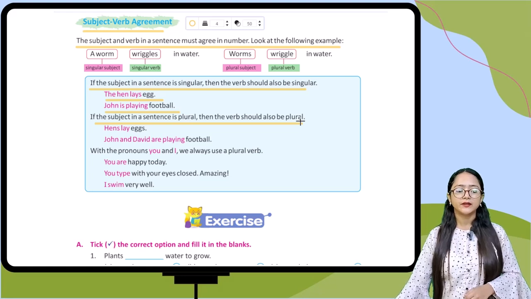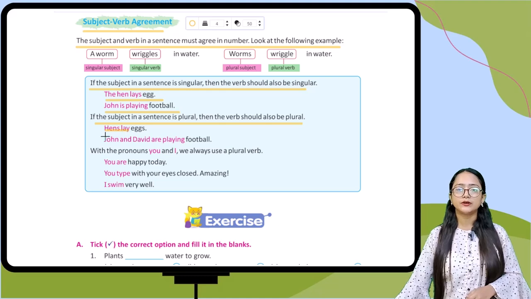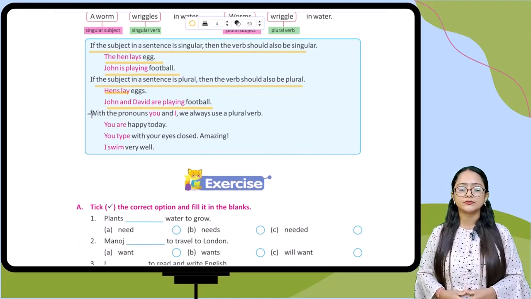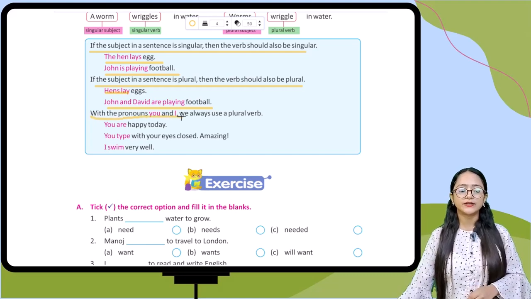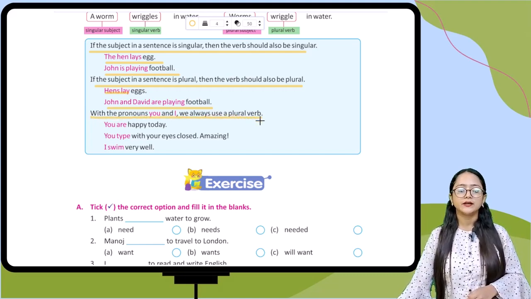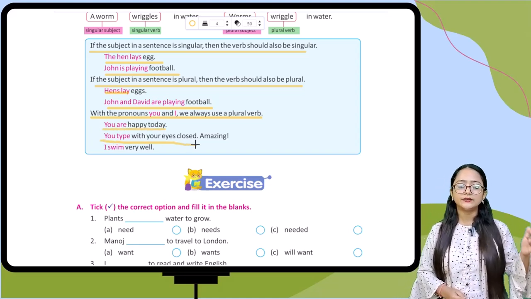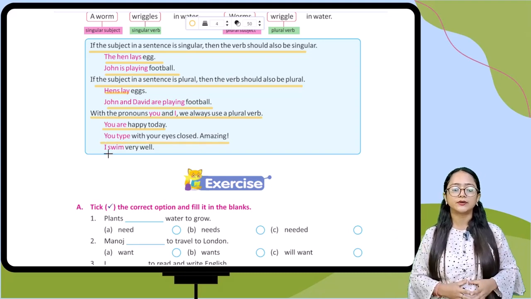Now with the pronouns you and I, we always use a plural verb. With the pronouns you and I, we always use what? We always use a plural verb. For example, you are happy today. Then you type with your eyes closed. Amazing. Next one, I swim very well. So here you can clearly see that with the pronouns you and I, we are using the plural verb.